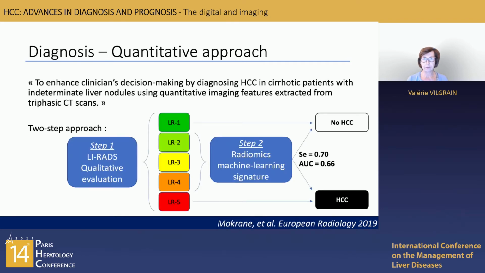Here, others have interestingly incorporated quantitative approach. First, they do the regular classical readings with LIRADS. Then they will use radiomics with machine learning signature and be able to differentiate a non-HCC from HCC.